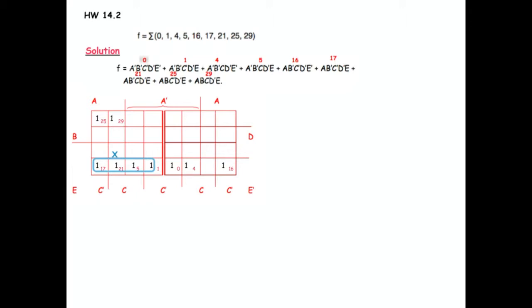Right, so I got a group of 4. Yes. 25, 29, 17, and 21. Is that a grouping? 25, 29, 17, 21. So everything on the left. Right, that's right, absolutely.